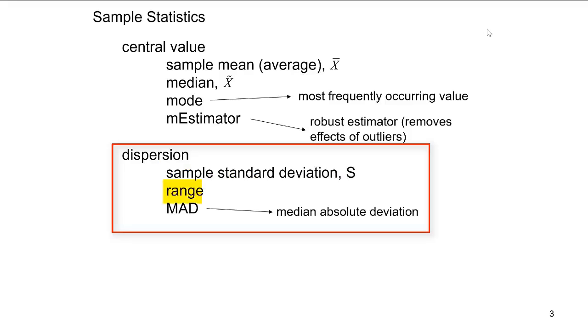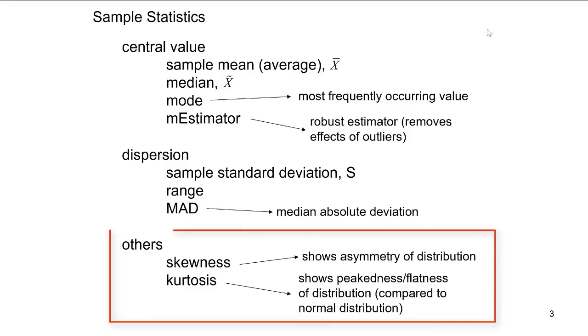There's also the range, which is the maximum minus the minimum. Obviously, if you have a really dispersed sample, you're going to have a really big range, and if you have a very non-dispersed sample, your range is going to be small. Some people will use this measure of dispersion known as MAD, the median absolute deviation. There's some others that I'll show you related to how symmetric the distribution is.